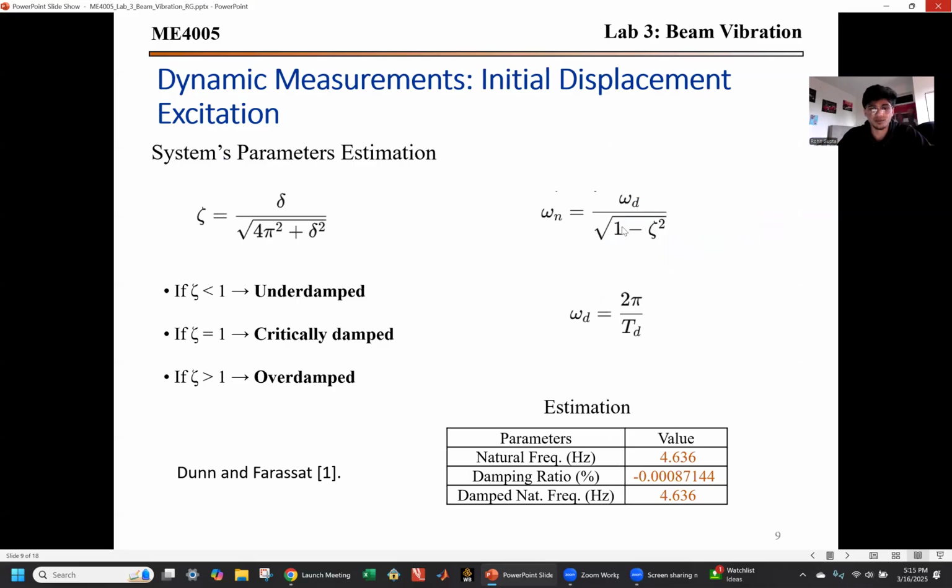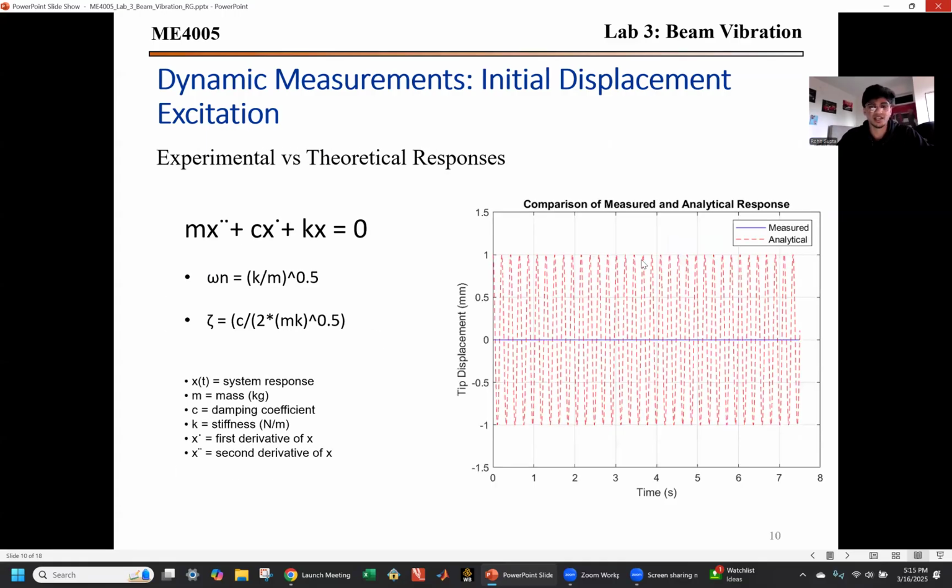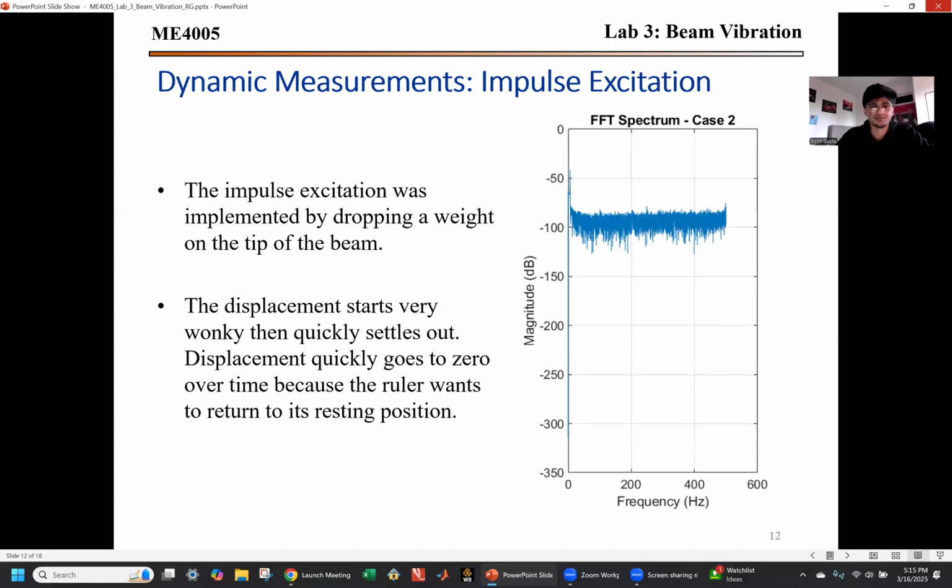These are some of the equations that we use to get the estimation for these natural frequencies and damping ratios. It was determined that the system is underdamped. This is a comparison of the experimental versus the theoretical responses. As you can see, our experimental results were very incorrect in this situation, although our analytical results are absolutely correct. This is the equation on the left side that you would use to calculate that.